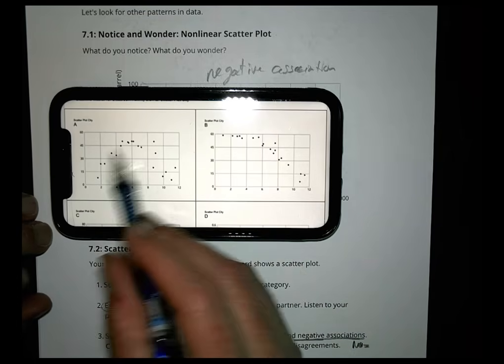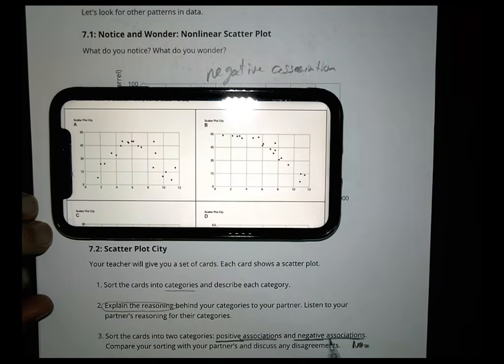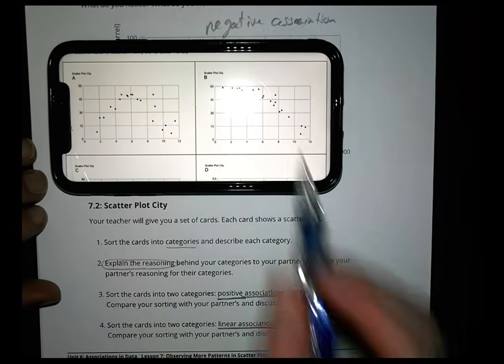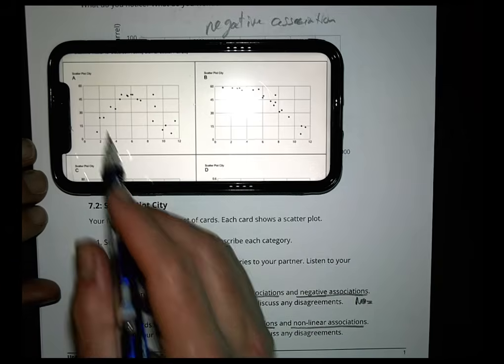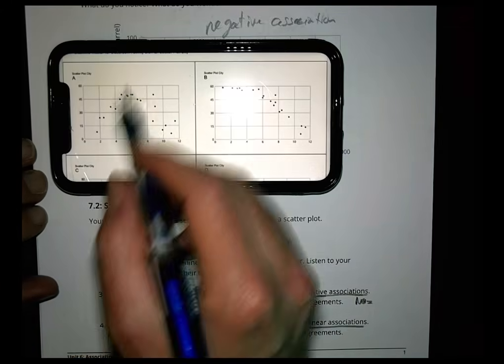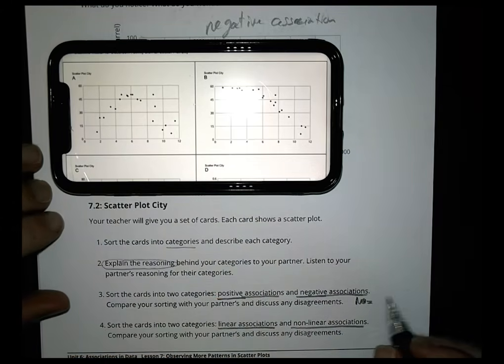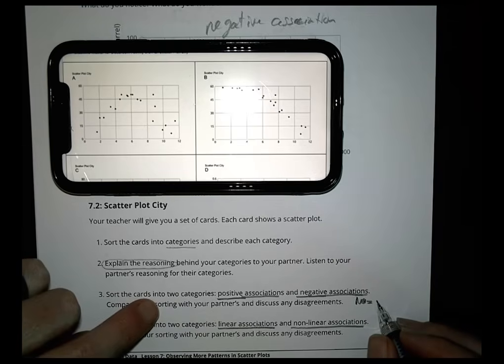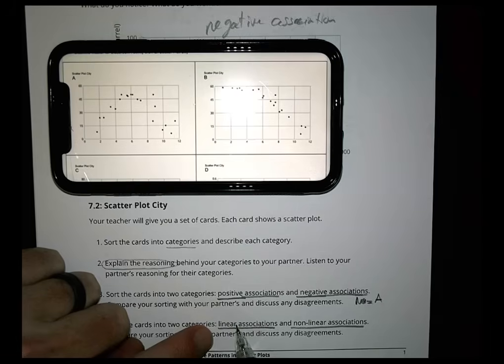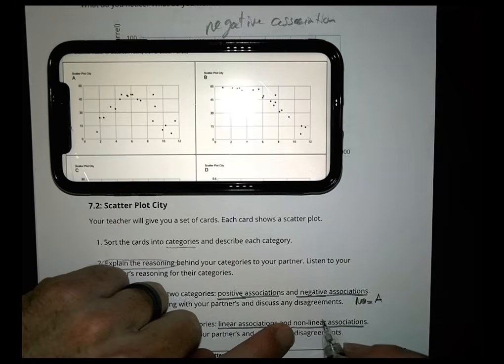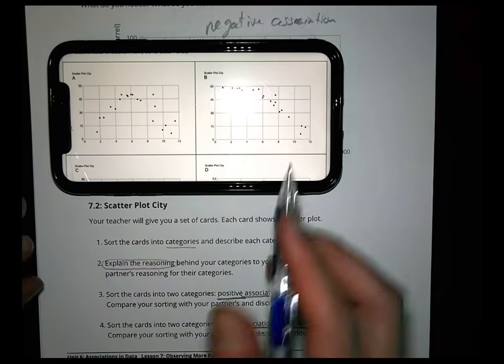A doesn't seem to fit any sort of positive or negative, and I'm going to look at all these things at one time, just because it's easier to do it on my phone like this. It's not positive and it's not negative. It kind of goes positive then negative, so it doesn't really fit a pattern. I'm going to say there's no association for A, and it's not linear, so I wouldn't put it with a linear section here, but I'd probably say that A is a non-linear one. So that's kind of how I look at A.